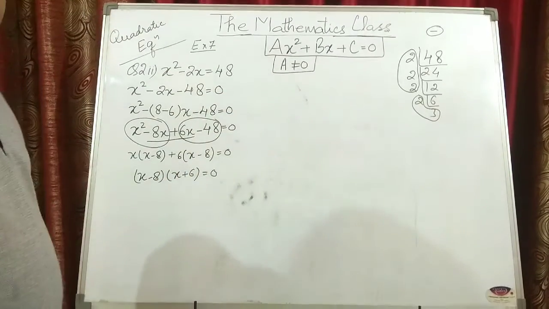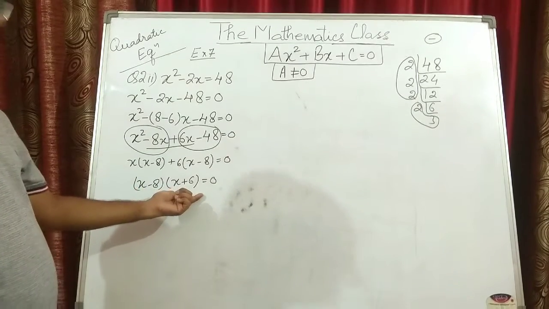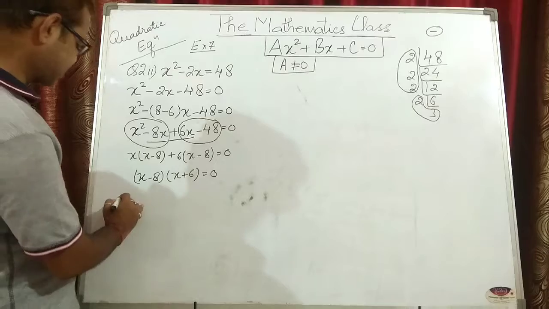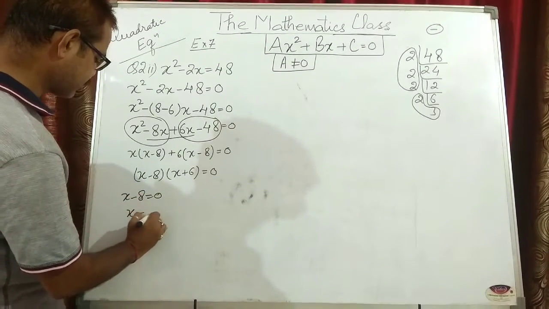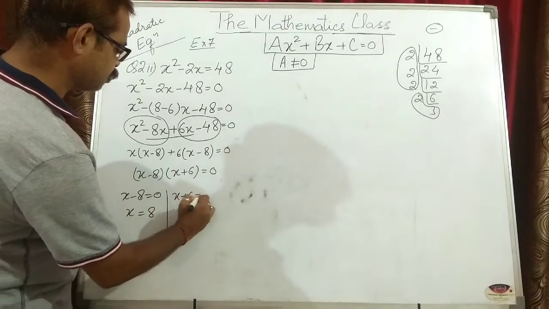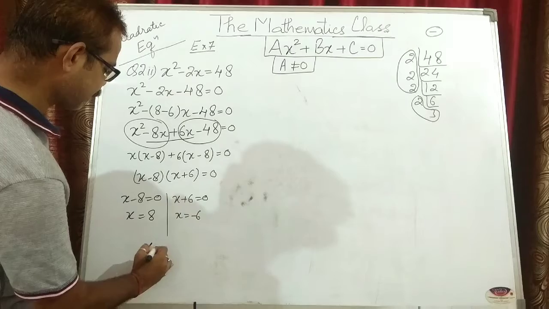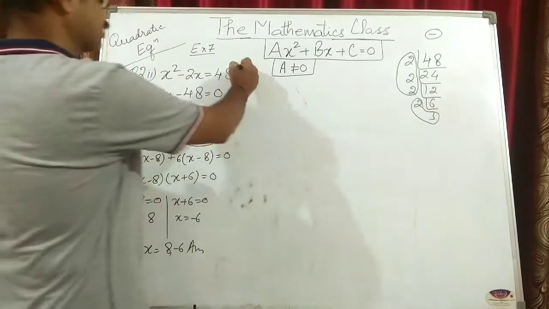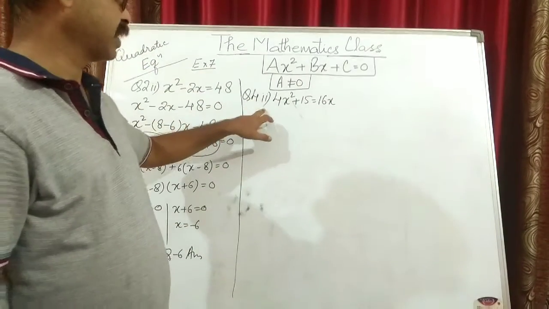Now in the previous class we discussed the zero product rule. Either this is equal to 0 or this is equal to 0, or both can be 0, then only the product comes out to be 0. So we can say x minus 8 is equal to 0, therefore x is equal to 8, and x plus 6 is equal to 0, so x is equal to minus 6. So the final values of x are 8 and minus 6. That is the solution.